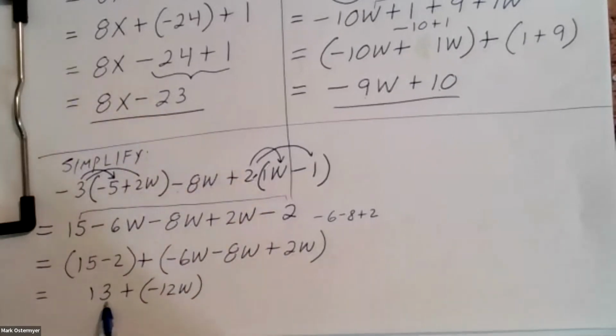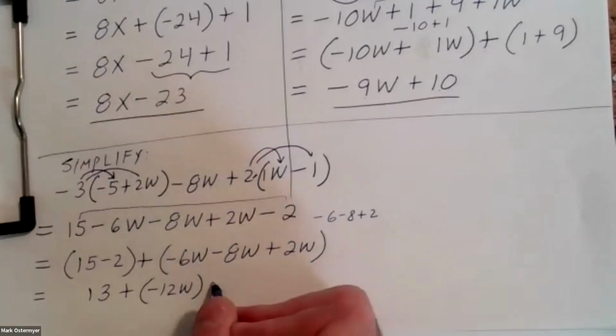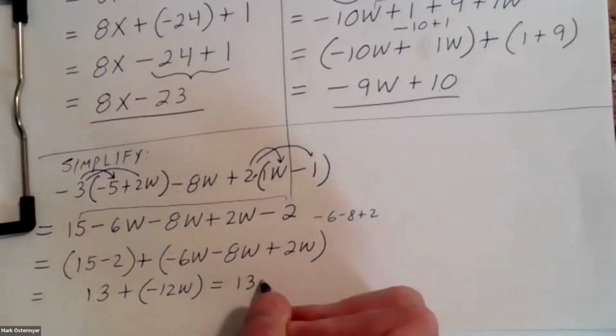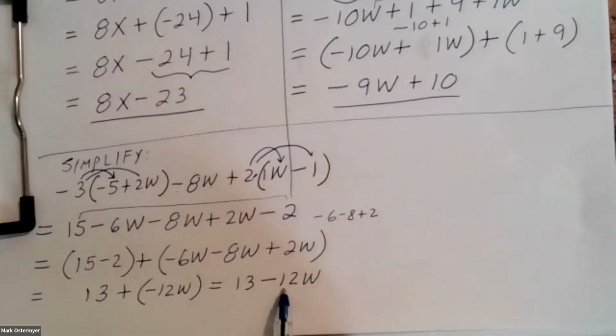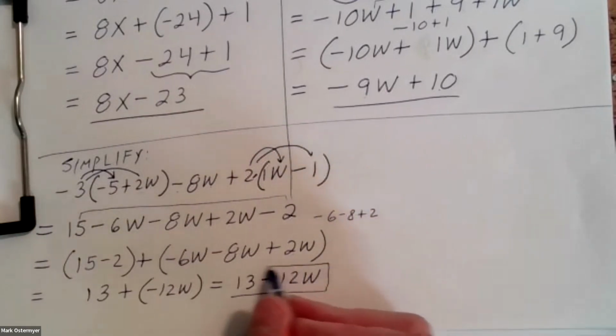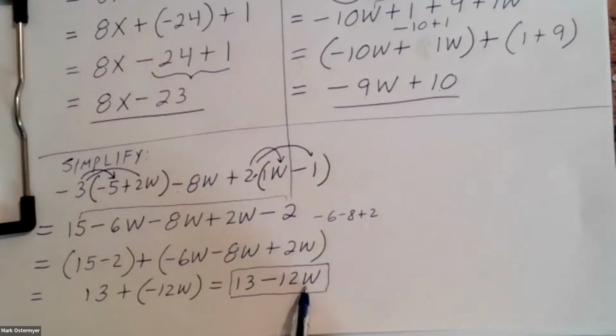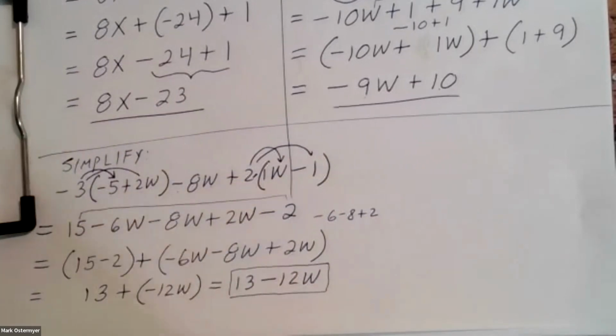Now, instead of saying 13 plus a -12W, this is equivalent to as if I just say 13 minus 12W, same thing. Notice you cannot subtract 12 from 13, so we would stop right here. This is the simplification of this algebraic expression. And that's how we simplify algebraic expressions, by combining like terms.